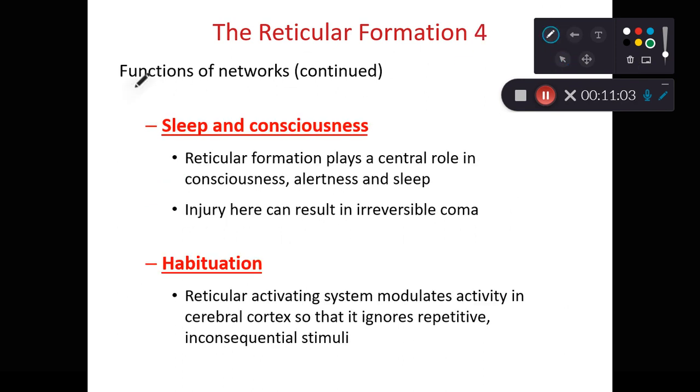Our reticular formation helps to regulate sleep and consciousness as well. In particular, it helps us to regulate how alert we are and our sleep cycles. Individuals that have damage to the reticular formation may have a coma induced. So this is another key function of the reticular formation.